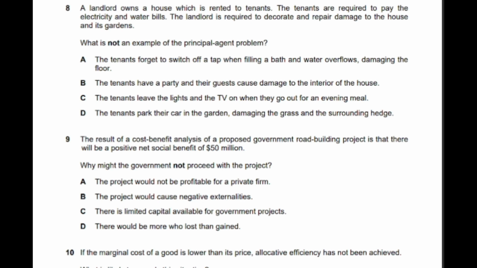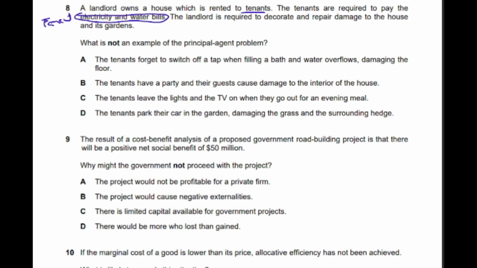A landlord owns a house which is rented to tenants, right? The tenants are required to pay electricity and water bills. So this is the liability of the tenant. This is paid by the tenant, right? Tenant is the person who got a house on rent.